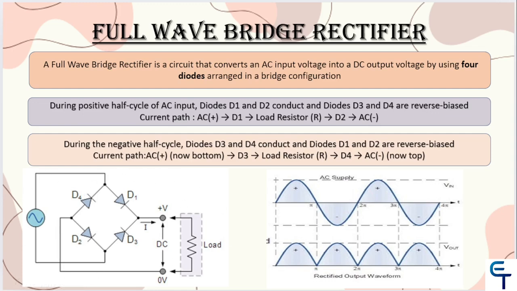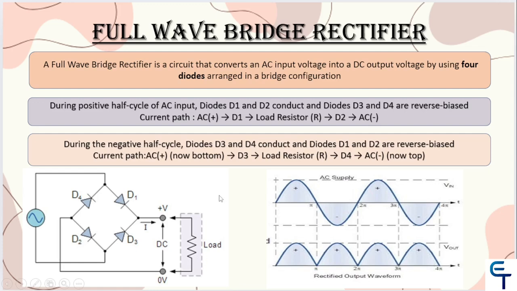Unlike the half-wave rectifier, which uses only one half of the AC signal, the full-wave bridge rectifier makes use of both the halves, resulting in a smoother DC signal. So these are the input and output waveforms. This is the input waveform here, which is a sinusoidal wave, and this is the output waveform which will be available at the load resistance R.